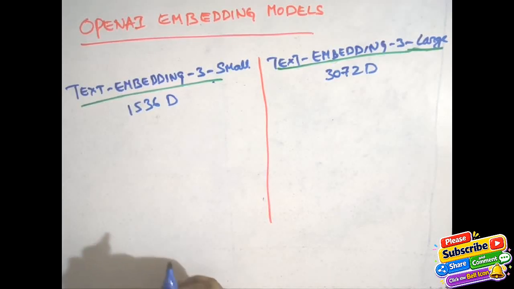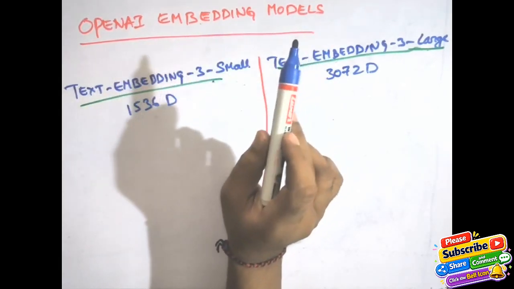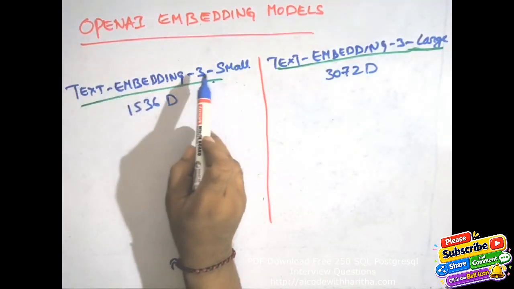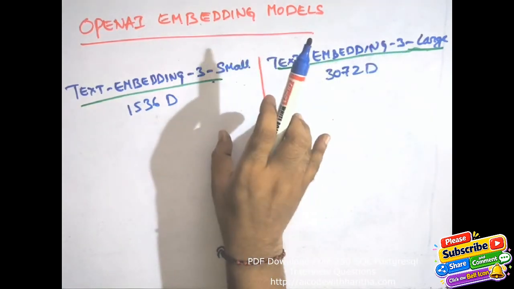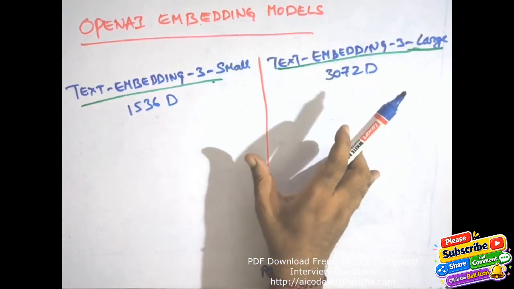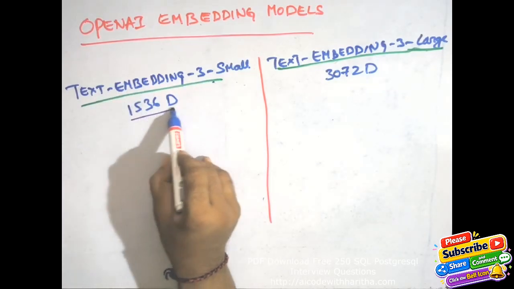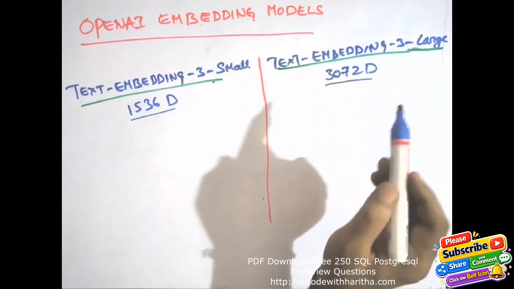This is Charan. Today's topic is what are OpenAI embedding models. There are two important embedding models: text embedding 3 small and text embedding 3 large. These two models are mostly used in real AI projects. Text embedding 3 small is 1536 dimensions and text embedding 3 large is 3072 dimensions.